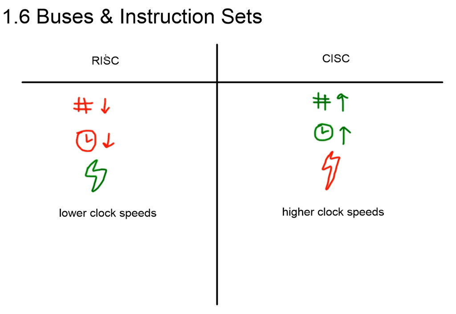Okay, so RISC has fewer instructions, takes longer to perform a task, but it uses less energy and can run at lower clock speeds. CISC has more instructions, means it's quicker to complete a task. It uses more power, however, and it needs to run at higher clock speeds. So those are the differences between your two types of instruction set.